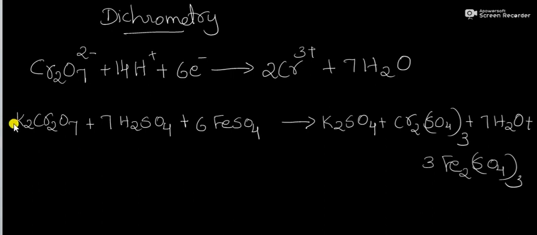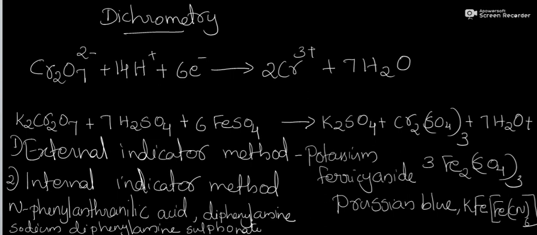First one is the external indicator method. Second one is the internal indicator method. What is the external indicator method? Here the endpoint is detected externally by testing a drop of the solution with potassium ferricyanide. Potassium ferricyanide is known as the external indicator.